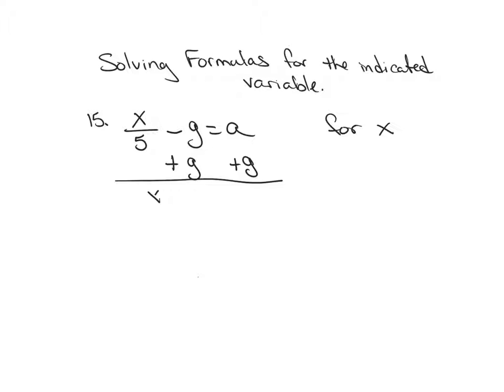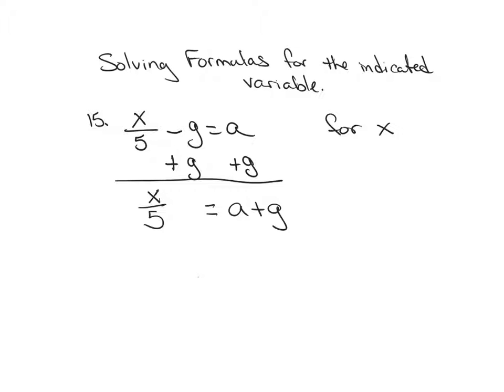So this leaves us then with x over 5. We have no g's equals, now over on this right-hand side, we've got a plus g. Well, these aren't like terms. You can't combine them. So we just have to write it as is, a plus g. And that's good enough for this step. All right, so now we've got to go on to our next step.